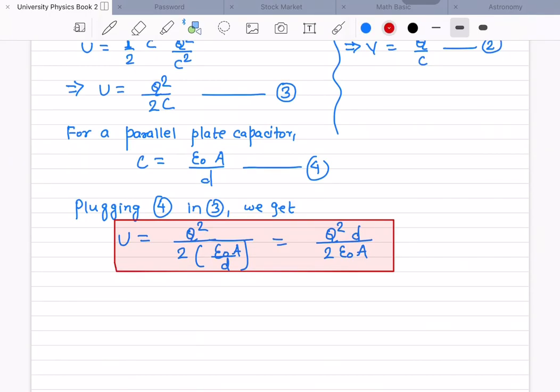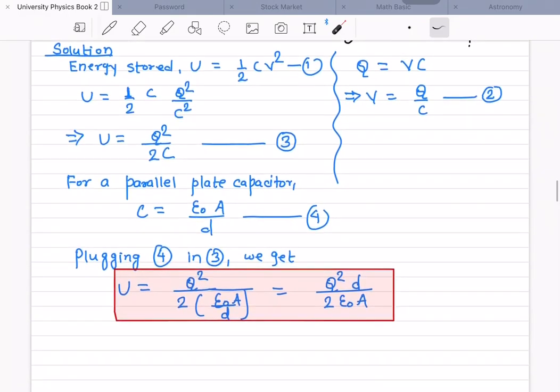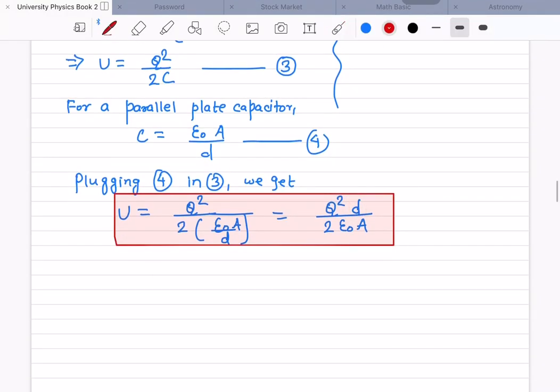Okay, so now see, what happens to the charge? The charge will remain constant even if we move the plates. The charge remains constant, area remains constant, 2 is constant, permittivity of free space is constant. The only parameter changing here is the distance. So what you see here, the energy stored on a capacitor in this particular case is directly proportional to the distance between the plates. The more we increase the distance, the more the energy stored will be.